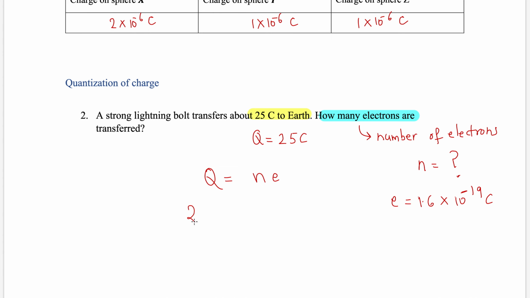So let's substitute: 25 equals 1.6 times 10 to the power of negative 19 times N. Now we can solve for N. We'll rearrange the equation: N equals 25 divided by 1.6 times 10 to the power of negative 19, and we can solve it using our calculator.